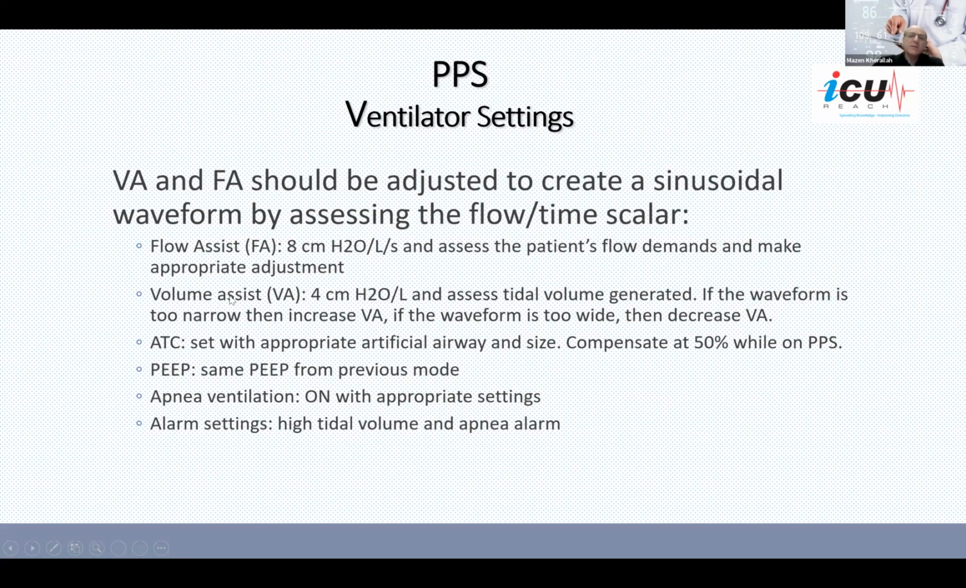Now, as I mentioned, you usually start with a flow assist of 8 centimeters, and then assess the patient's flow demands and make appropriate changes. If you see that you're increasing the flow too much, at that time, go down a little bit on the flow assist. The volume assist, you start at 4 and assess the tidal volume, and you need to see that the flow waveform is as close as possible to a sine flow waveform. If it is too wide, then you're giving too much volume assist, and you need to go down.